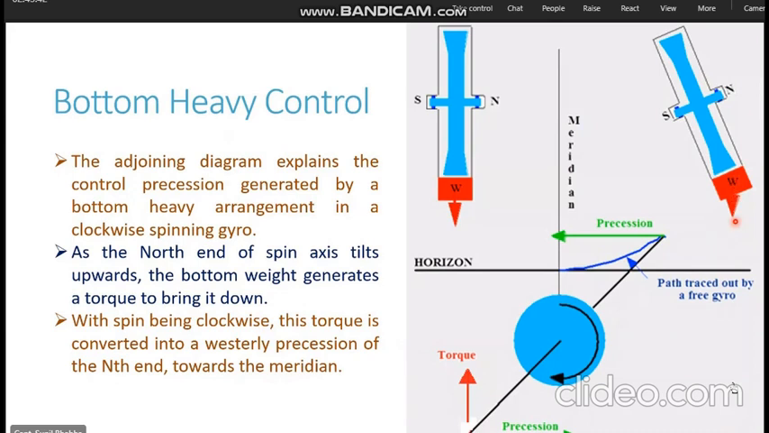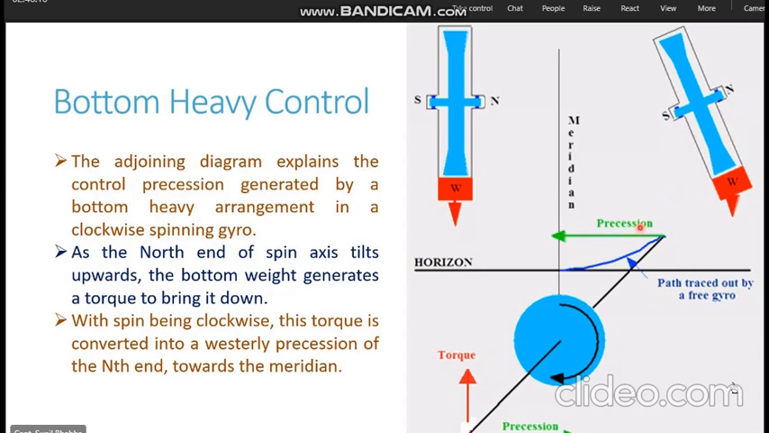Now when it tries to make it vertical again, it is basically trying to push the south end upwards or the north end downwards. So because of gravity, this red color weight which we have fitted is trying to make the spin axis horizontal again, and due to this it is trying to push the south end upwards and the north end downwards.